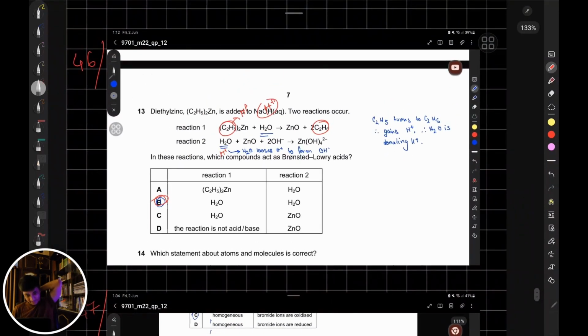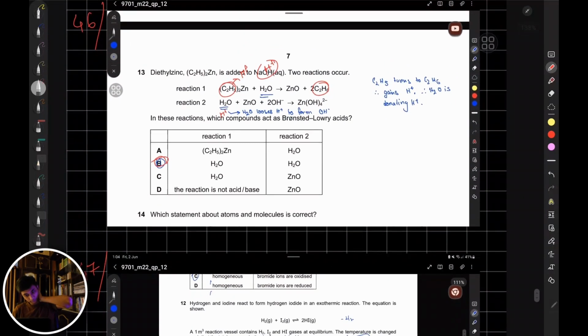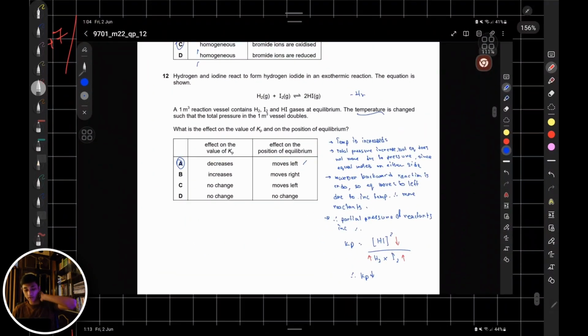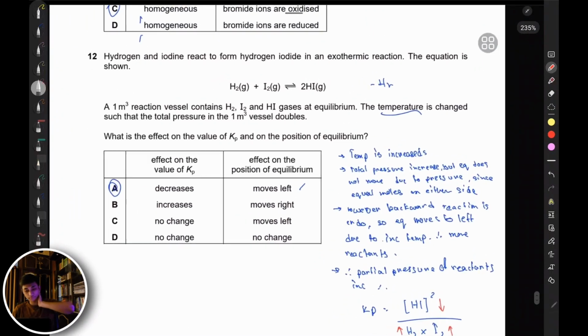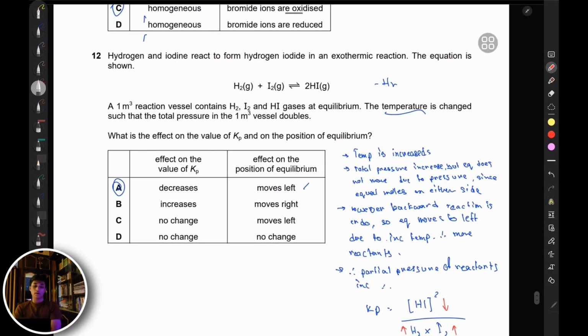So that was 46B. Okay, 47. Hydrogen and iodine react to form hydrogen iodide in an exothermic reaction. The equation is shown. H2 reacts with I2, giving 2 moles of hydrogen iodide.